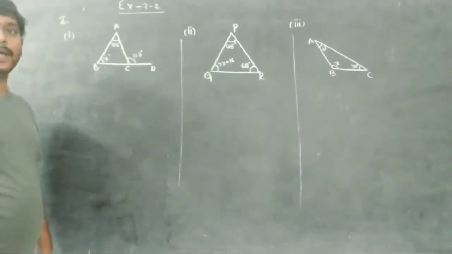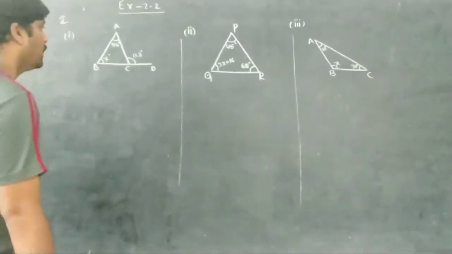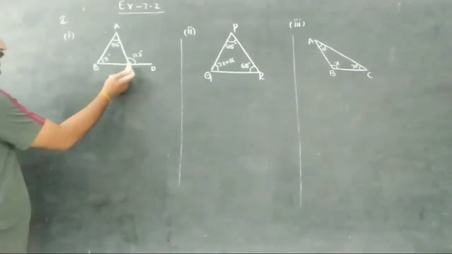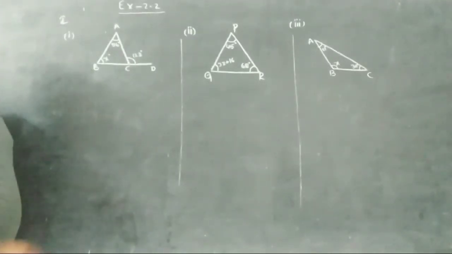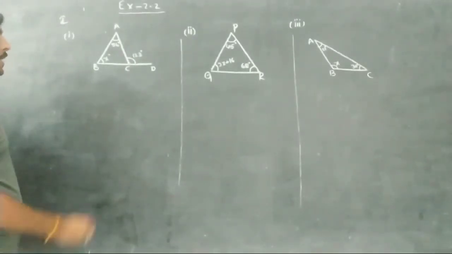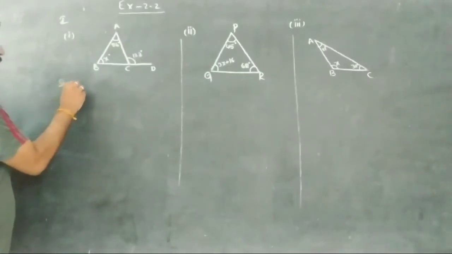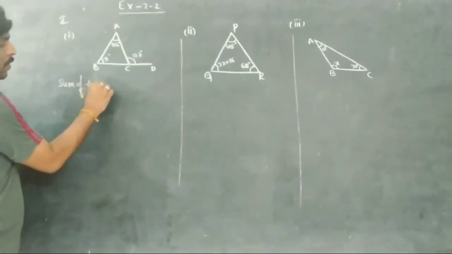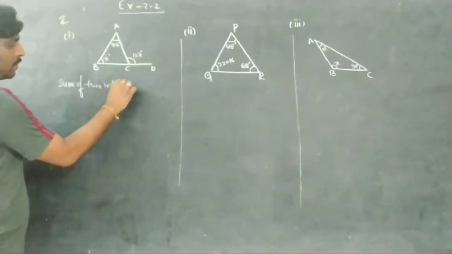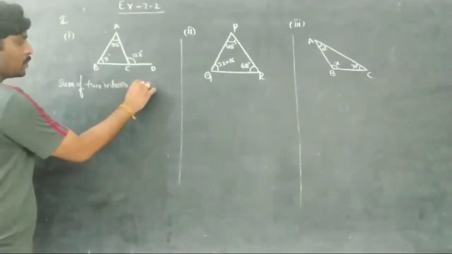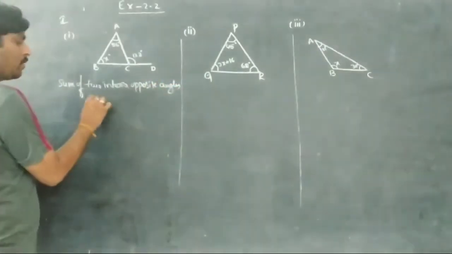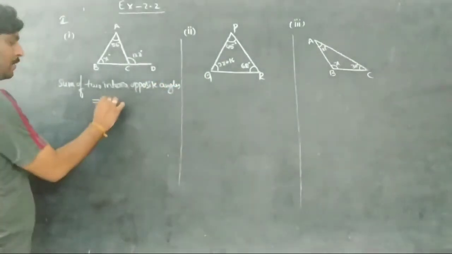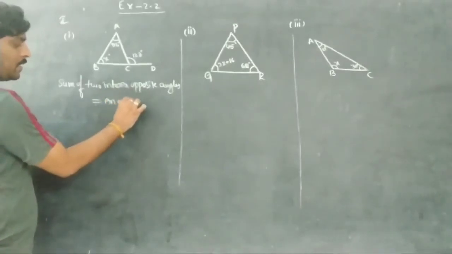How to find x? Be careful. Here this is the exterior angle. The exterior angle is equal to the sum of the two interior opposite angles. The sum of the two interior opposite angles is equal to the exterior angle.